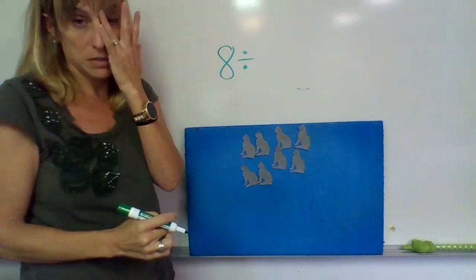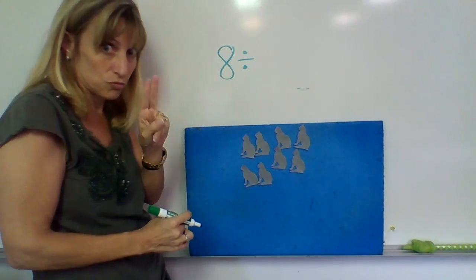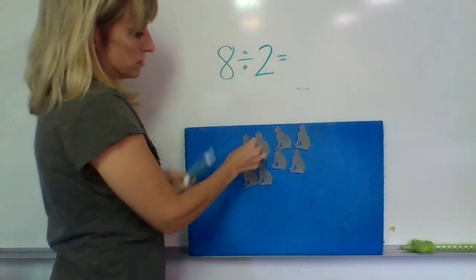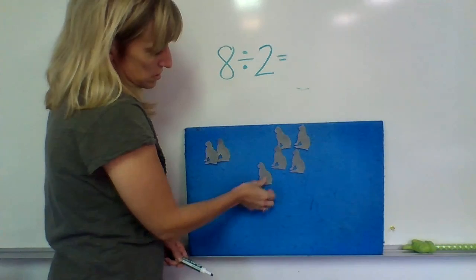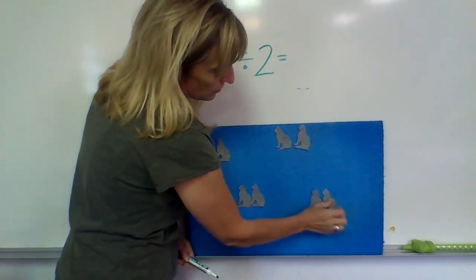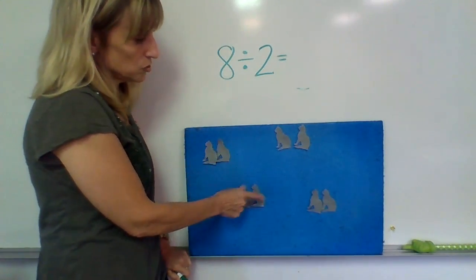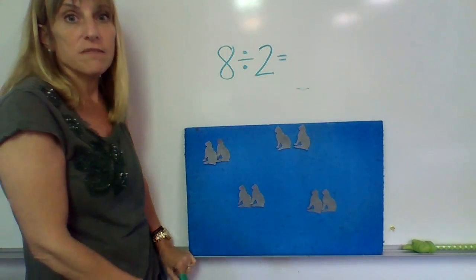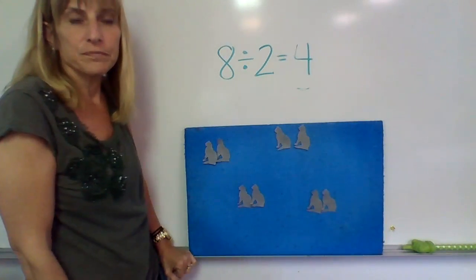And I'm dividing them into groups of 2. Remember, we're dividing by 2. Okay, so let's go ahead and do that. There's a group. There's a group. There's a group, and we're going to leave these guys here. Okay, so we have 1, 2, 3, 4 groups. 8 divided by 2 equals 4.